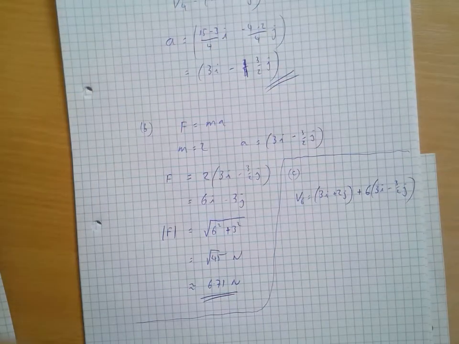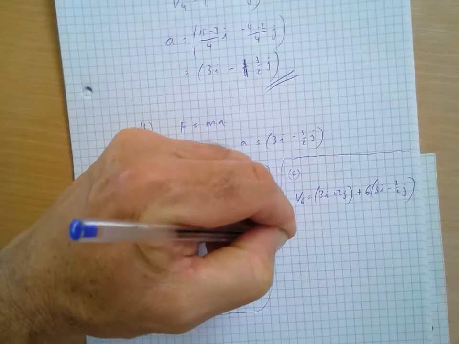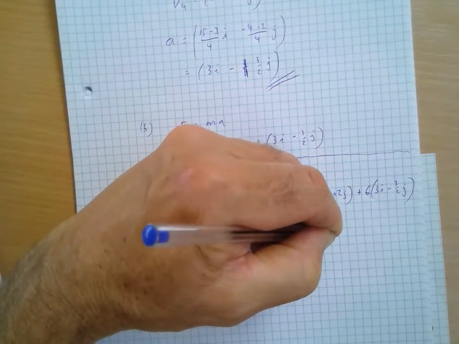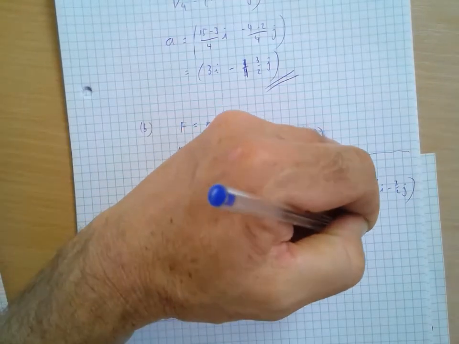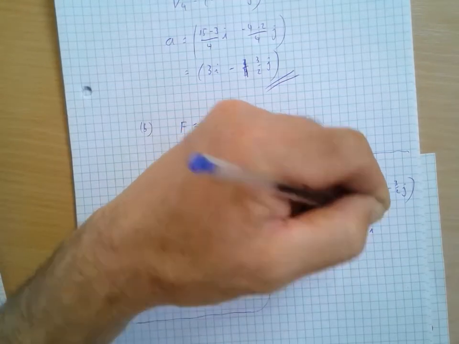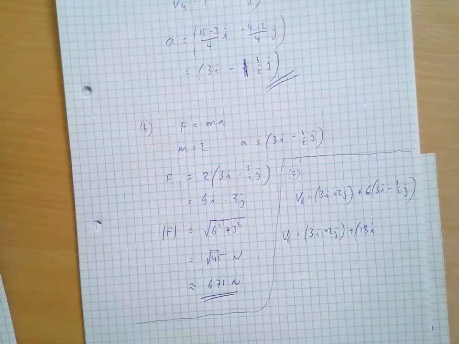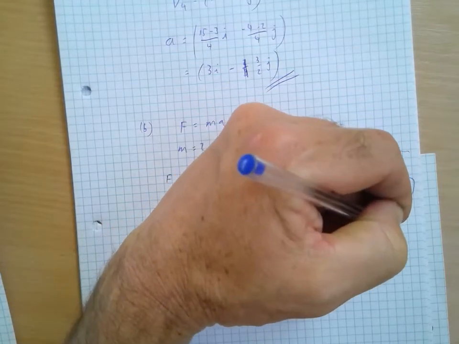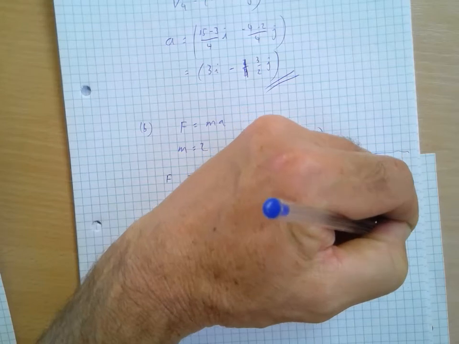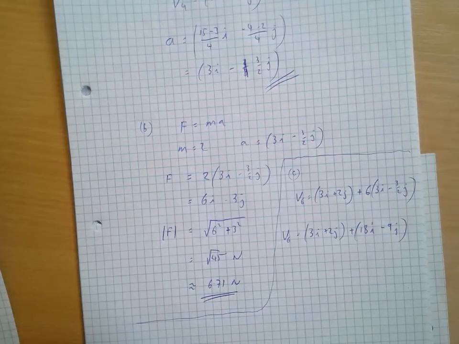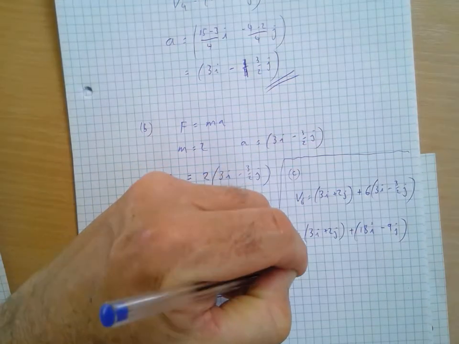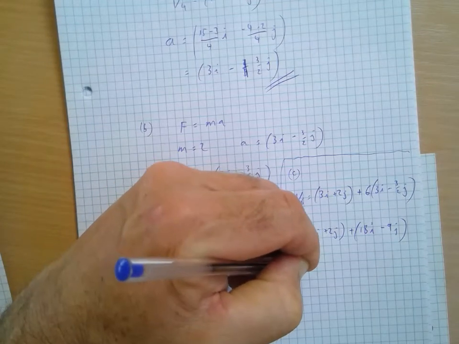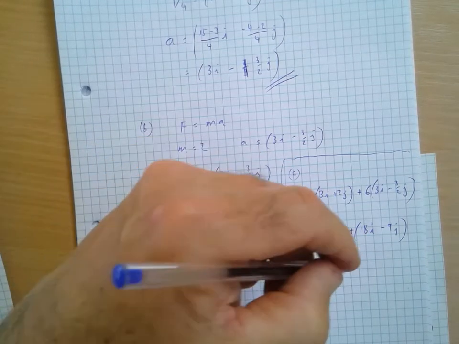And all we're going to do there is 3i plus 2j plus 18i and minus 9j. So that's expanded out the actual acceleration component. And so adding those together now, velocity at 6 seconds is going to be 21i minus 7j.